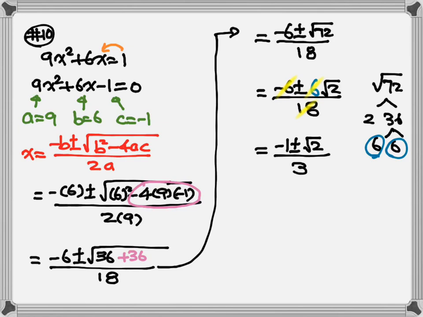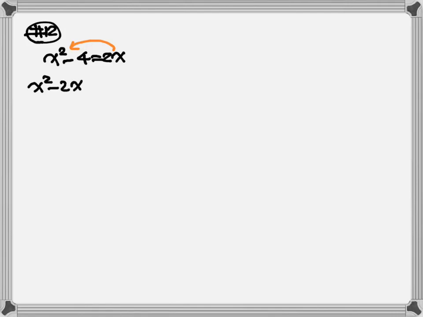Then that's the answer. Now let's look at number 12. Number 12 here, we have x squared minus 4 is equal to 2x. Again, one side of the equation must equal 0. So I move the 2x to the left-hand side. Make sure you put everything in order. So here we have x squared minus 2x minus 4 is equal to 0.